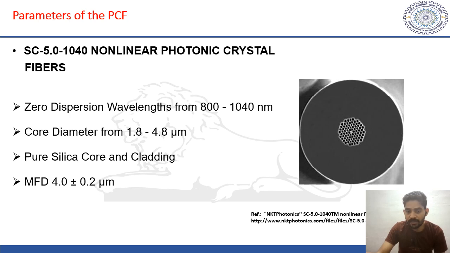Different diameters are available in this fiber. The material we use to make this fiber is pure silica for both core and cladding. This structure is called the Kagome structure, in which the air holes are attached very closely. There is no pitch in this fiber. This is a solid core fiber, and the MFD is quite low compared to conventional fiber. It is 4 plus or minus 0.2 micrometers. This is taken from NKT Photonics.